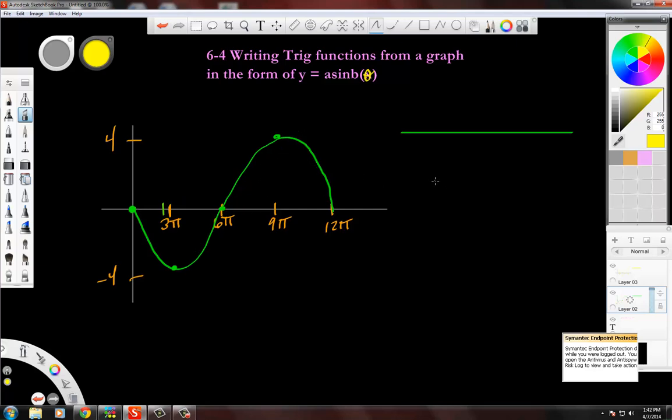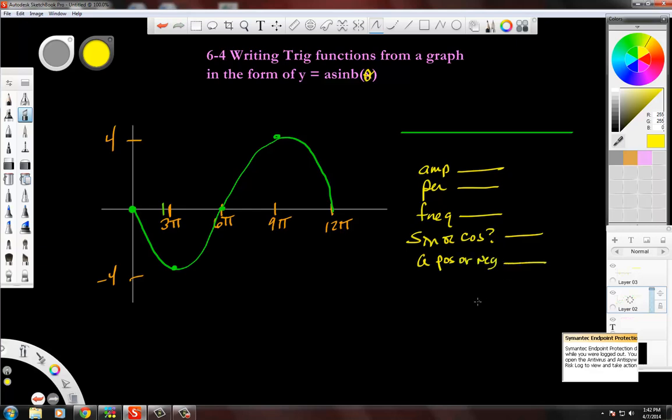So I go through a little checklist in my head when I do this. It looks something like, okay, what's the amplitude? All right, what's the period? What is the frequency? Is it a sine or cosine? Is the value of A positive or negative? So let's go through this. What's in this box right here is certainly optional, but it's very helpful.